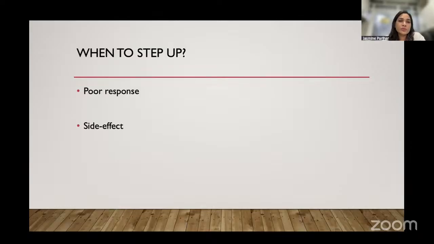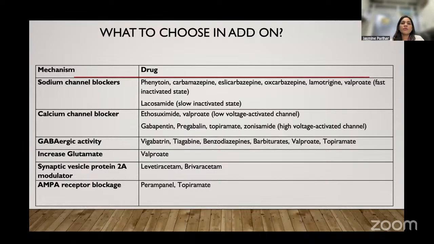So poor response is one indication. Second is side effects. I gave levetiracetam to the patient, who is having a lot of psychiatric side effects. I will have to change the anti-seizure medicine or add something else. So, what drug should be chosen when you add on? What is the second drug that you choose, or the third drug that you choose? The general principle is, I'm not going to read out this table. This table is given in many books, and Harrison has very beautifully written the chapter on epilepsy. You can all go through that. I still refer to Harrison for too many of my neurology topics.